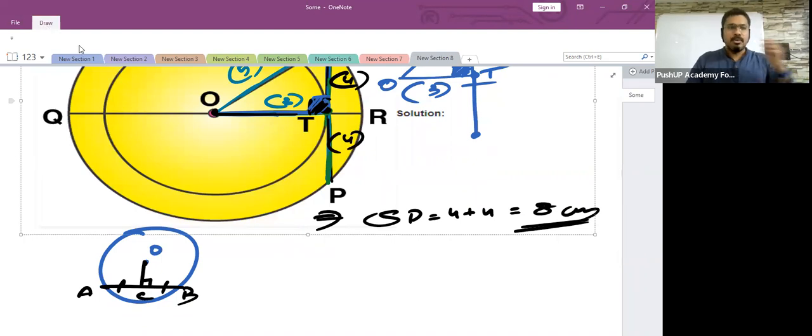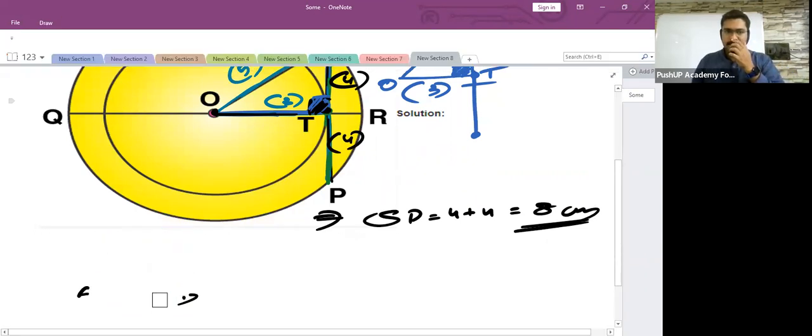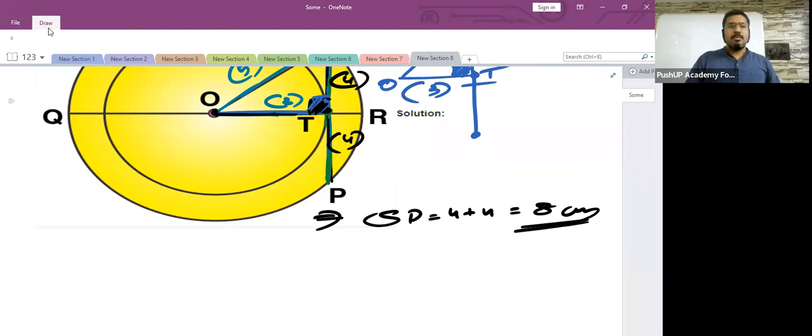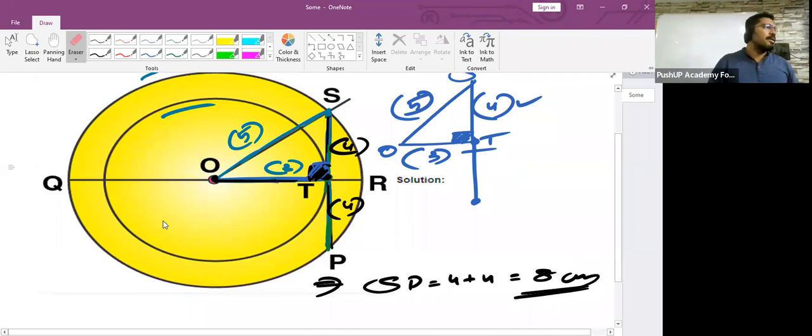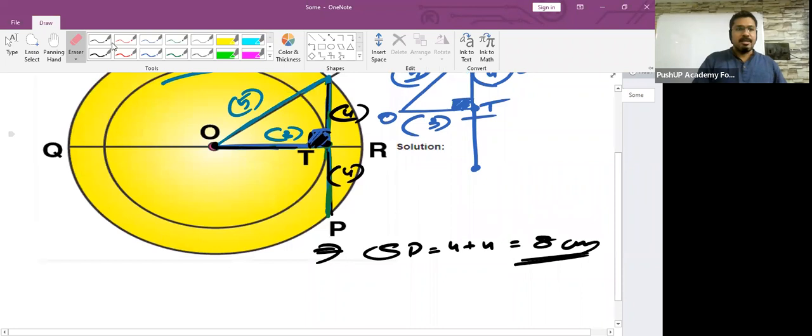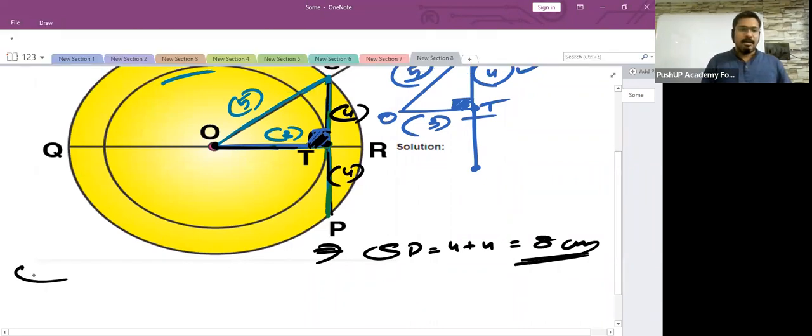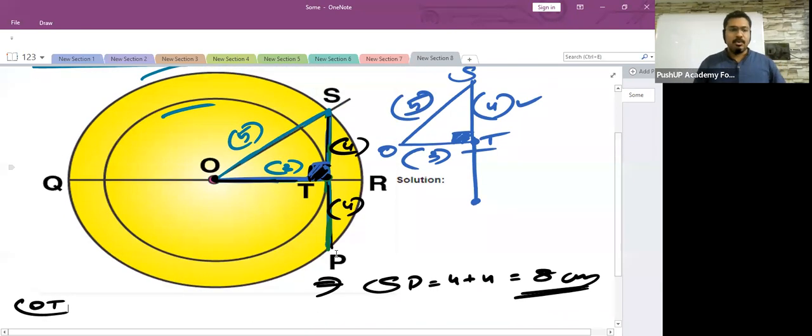Children, let's learn how to write the statement and the reasons. So what is the first statement that you're going to make here? Angle T is equal to 90 degrees, isn't it? That has to be mentioned. Listen, children, angle OTS is equal to 90 degrees. What reason you will mention here? Angle between the radii and the tangent.